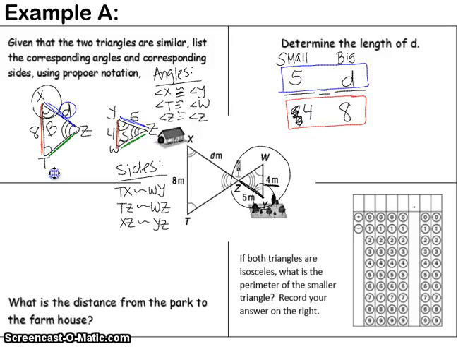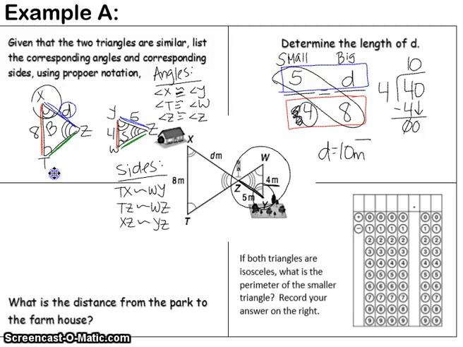So now I have to cross multiply. I know that 8 times 5 is 40, and I want to divide by 4. 4 goes into 4 once. Then I bring down this 0, and 4 goes into 0 zero times. So I know that D is equal to 10 meters. Don't forget your unit. The next one says, what is the distance from the park to the farmhouse?